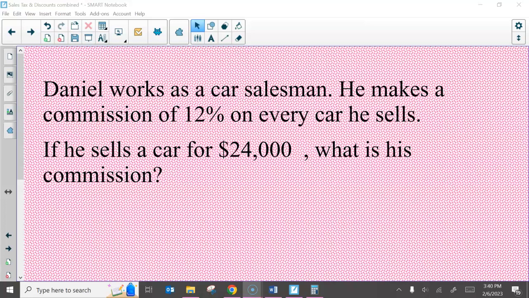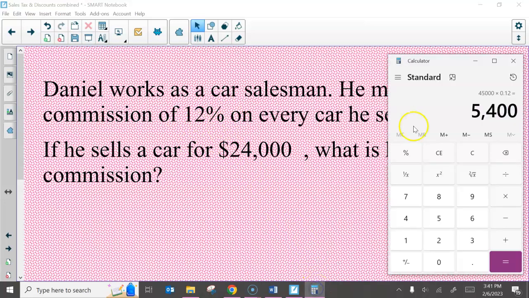Now, commission may be a word that some of you are or are not familiar with, but usually people who work in some sort of sales, whether it's selling houses or selling cars or whatever it may be, they work on commission, meaning for everything they sell, they receive a certain percentage back. That's sort of how they make their money. Okay, so Daniel's job gives him 12% back on every car he sells. So let's figure out what that is.